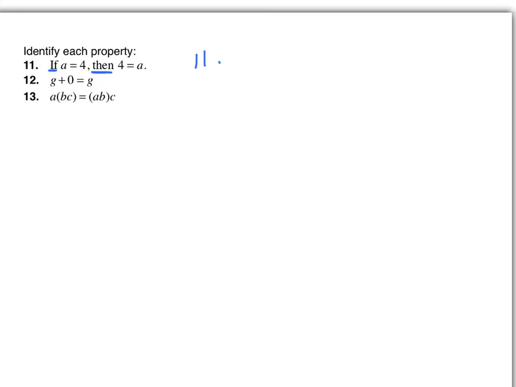Identify each property. I'm going to go straight through and do these and don't even need to pause it. I'm going to go ahead and write them out. So here I see the value flipped around the equal sign. If a equals 4, then 4 equals a. You only have two if-then properties. When I say if-then, I mean they actually have an if-then in them. And one of them is the symmetric property, and that's the one we're looking at here.